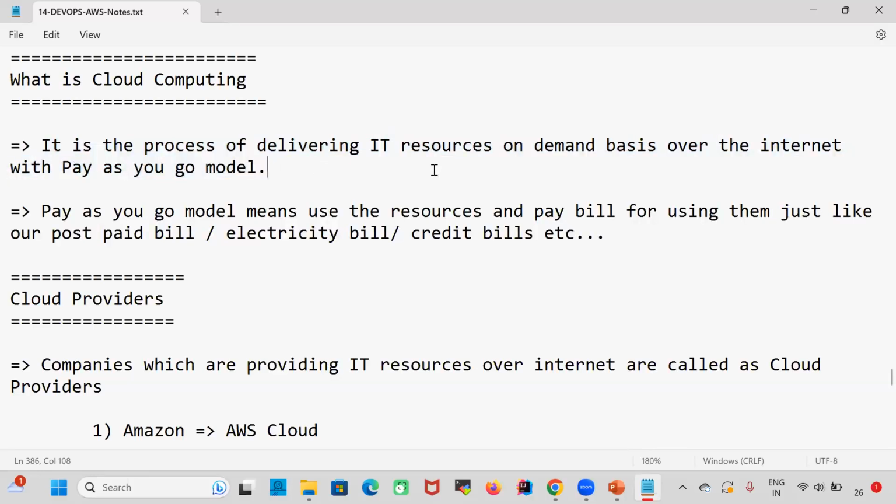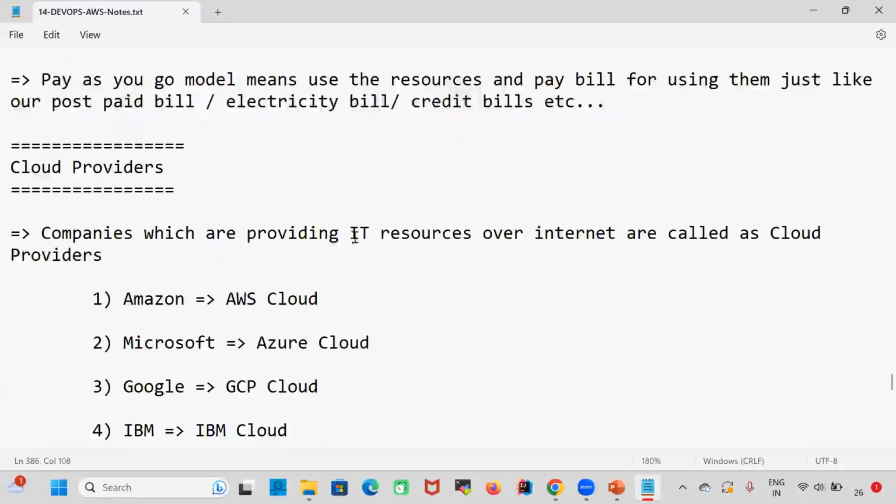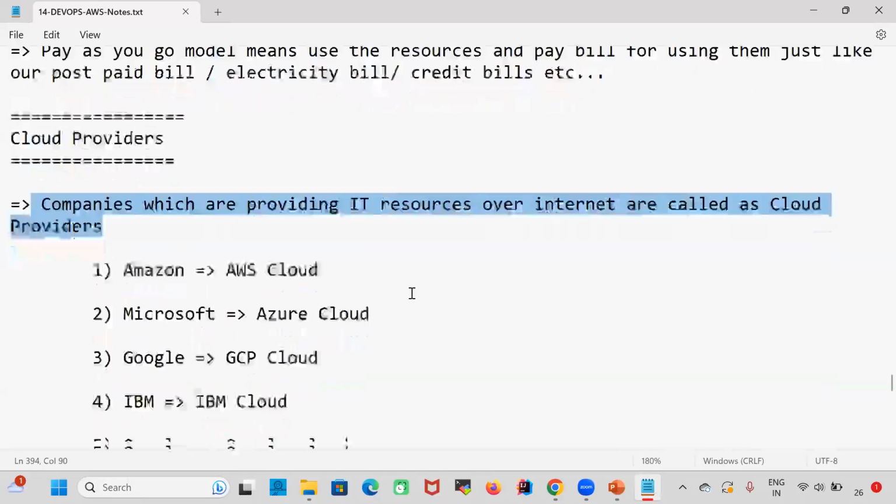So whatever resources and infrastructure we need to run the project, instead of purchasing and managing them, we can take them for rent. Who will provide infrastructure for rent? There are some companies available. The companies which provide IT resources over the internet are called cloud providers.